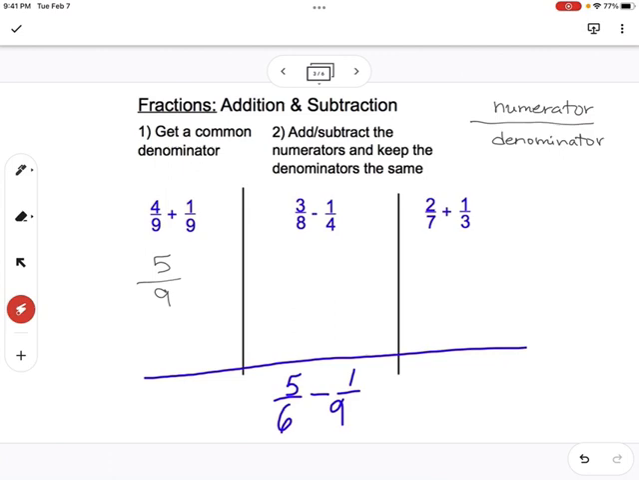The next question, 3/8 minus 1/4. So we want to get the same common denominator. The same common denominator would be 8. So we need to have a number that we can multiply by 4 to get 8, and that's multiplying by 2. So we need to multiply both the top and the bottom by 2. So our new question is going to say 3/8 minus 2/8, because we have 1 times 2, that gives us the 2 up top, and 4 times 2 gives us the 8 on the bottom. Once we have a common denominator, we can subtract the numerators. So 3 minus 2 is 1, 1/8 is our answer.